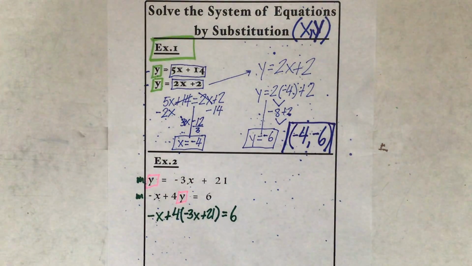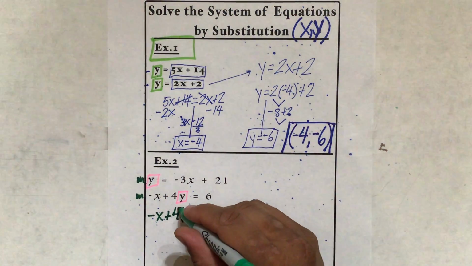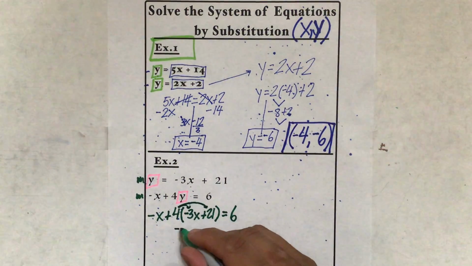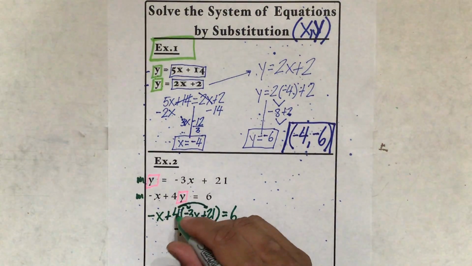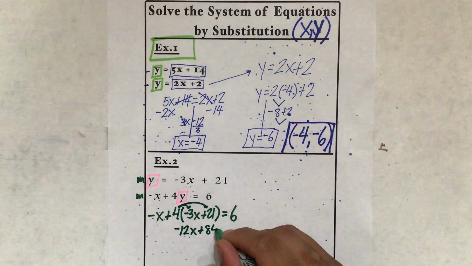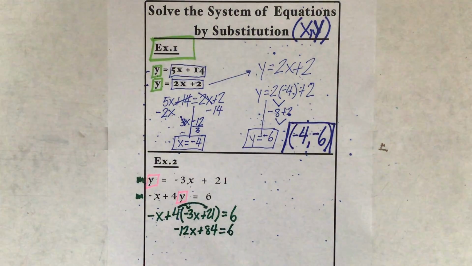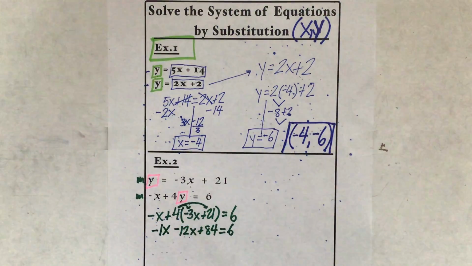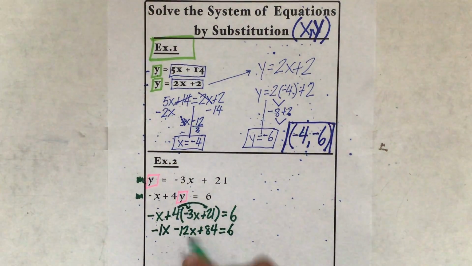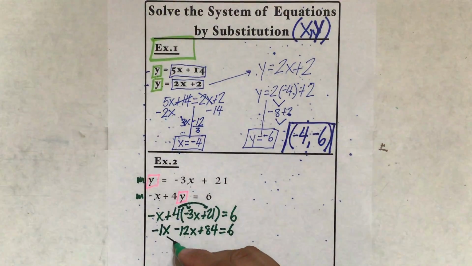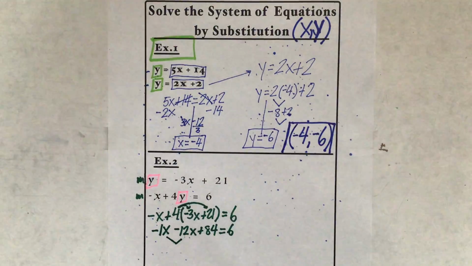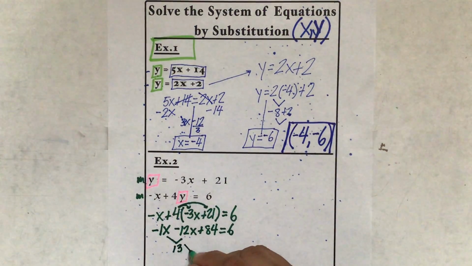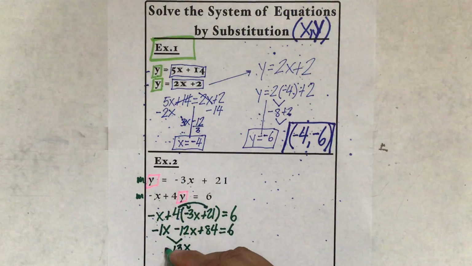So what I did is I substituted, right? Now from here, we do multiplication: 4 times negative 3x and 4 times 21. That gives us negative 12x, and then 4 times 21 is 84, equals 6. Now, let's not forget that we still have this minus x here, minus 1x. So I'm going to combine like terms. I have the x's next to each other, so I have a negative 1 and a negative 12. They're the same sign, so I add them. 12 and 1 is 13x, and it's negative because 12 is negative and 12 is bigger.